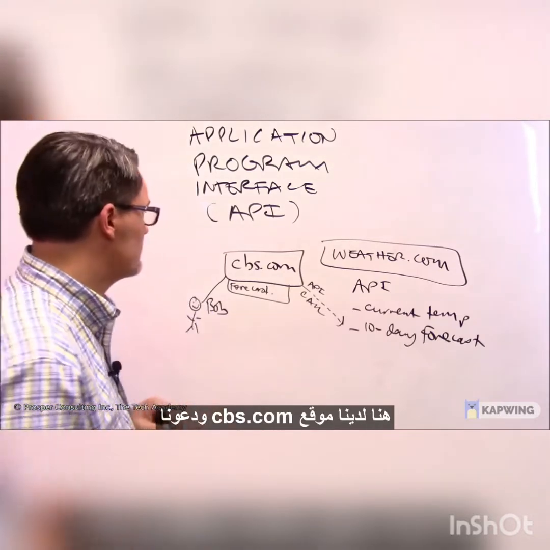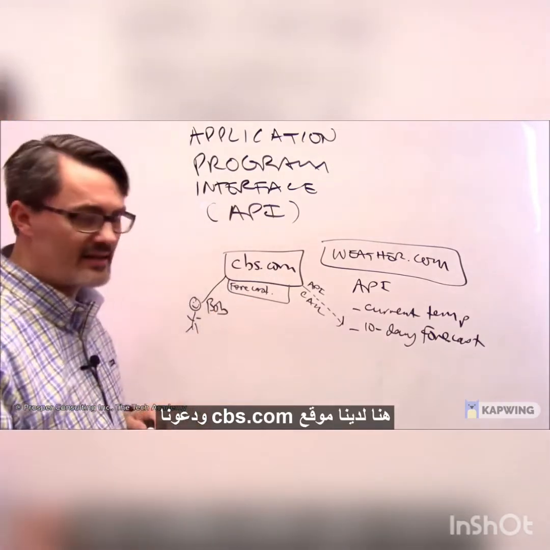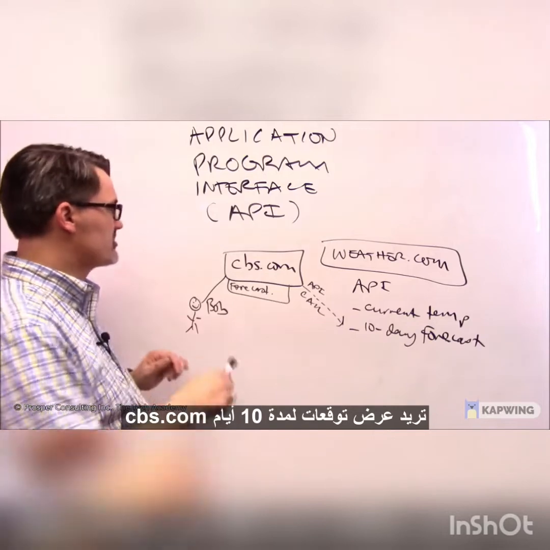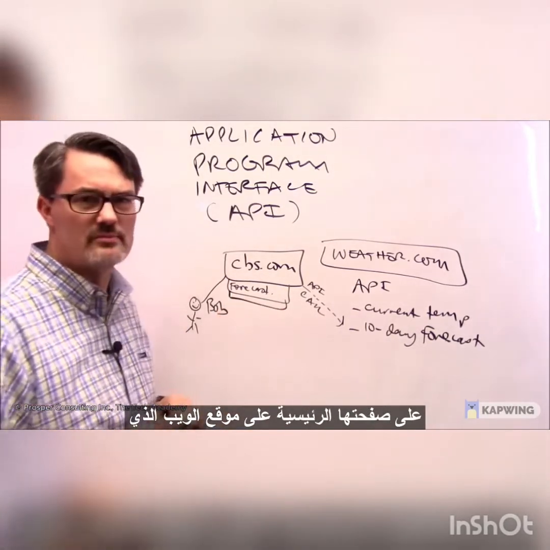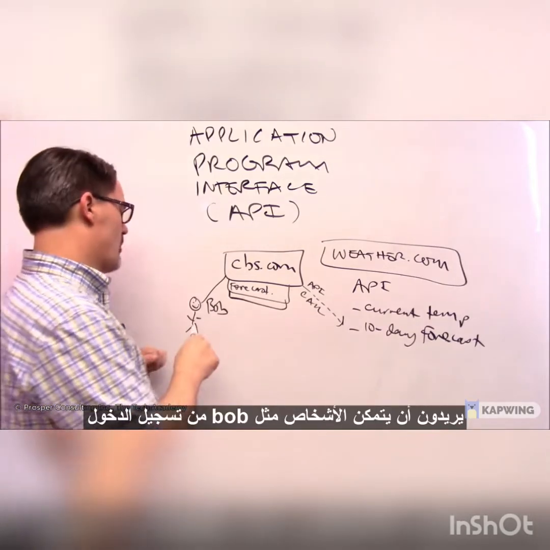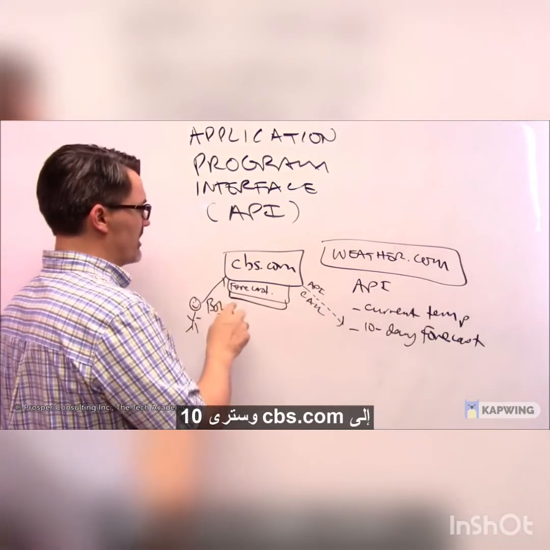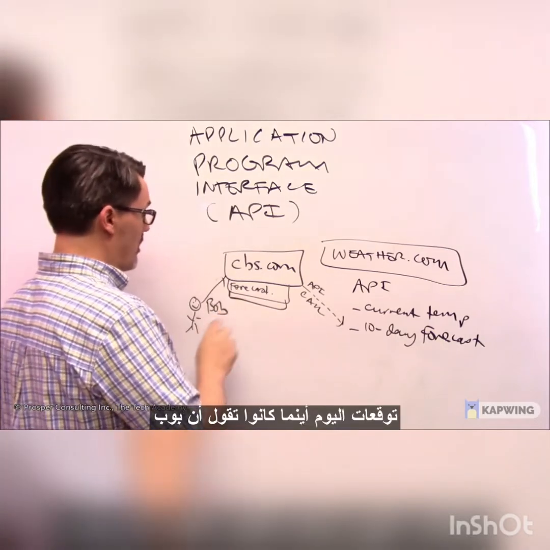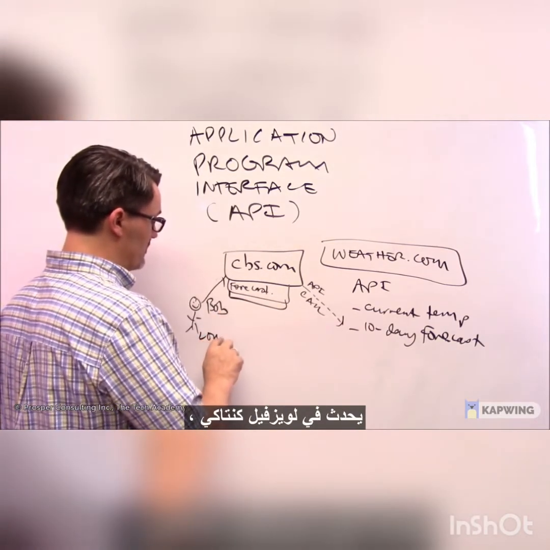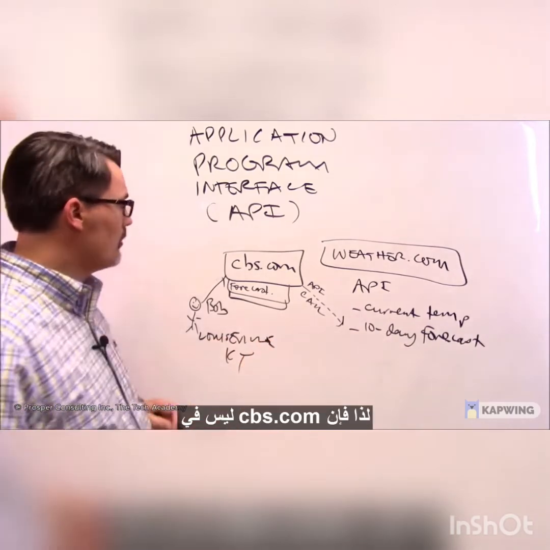Here we have a website, cbs.com. And let's say cbs.com wants to show a 10-day forecast on its home page on the website. They want people like Bob to be able to log into cbs.com and they'll see a 10-day forecast for wherever they are. Bob happens to be in Louisville, Kentucky.